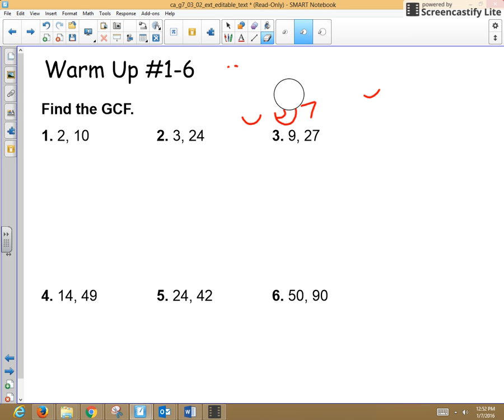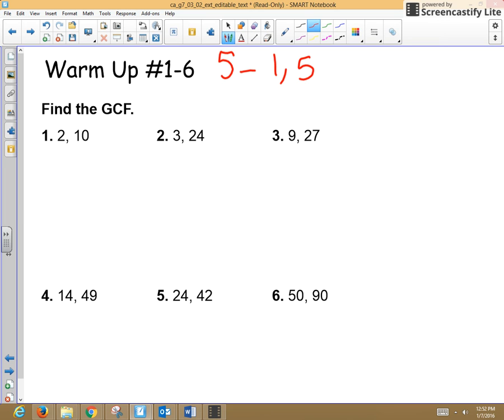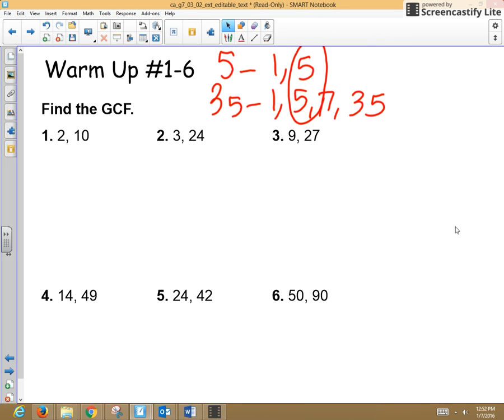If you did a list, it would look something like this. The factors of 5 are 1 and 5. The factors of 35 are 1, 5, 7, and 35. The greatest factor that they have in common is 5. Now, I want you to notice that 1 is not a common factor. Every number is divisible by 1, so that one doesn't count. So I need a factor that's greater than 1. Go ahead and try these problems and pause the video to work it out.